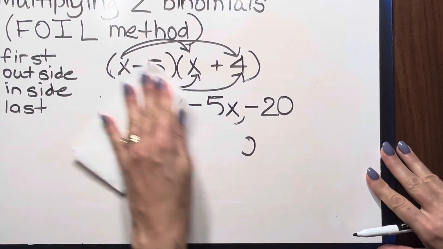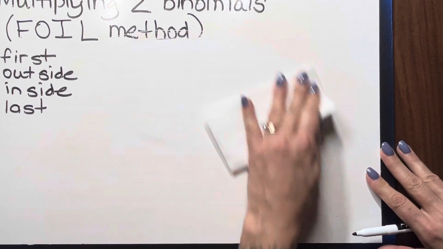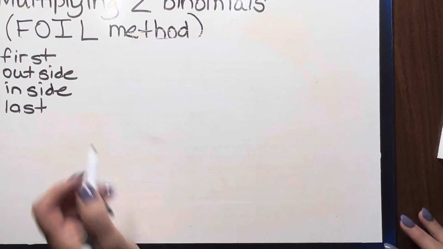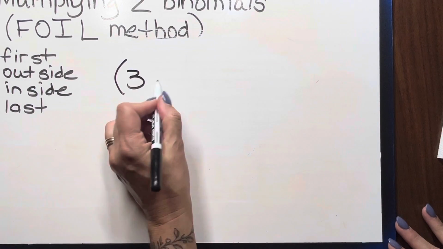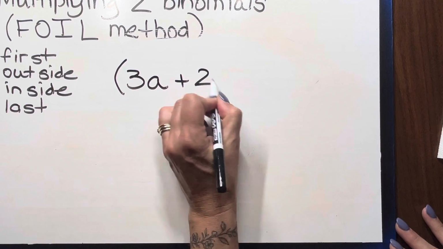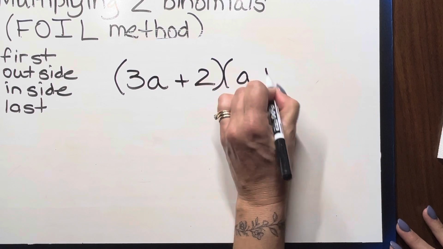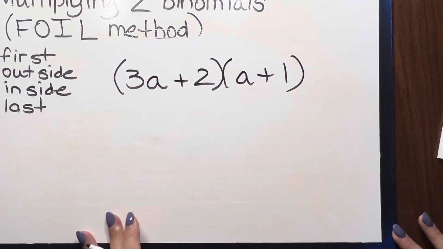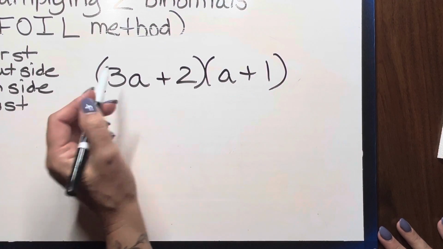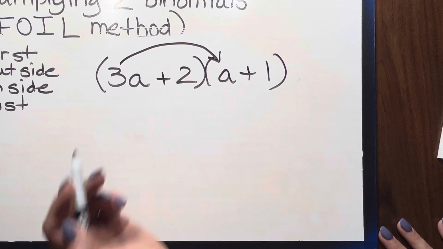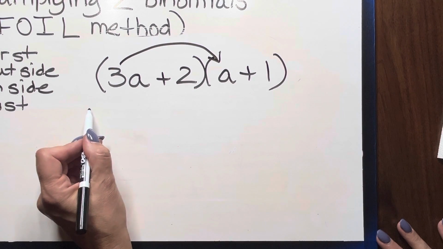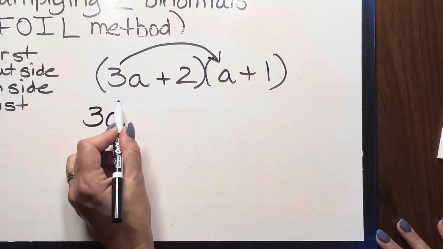Let's try one more, and we're going to have a few more coefficients on this one. And we're going to switch up our variable. 3a plus 2 times a plus 1. So if we use our FOIL, the first two terms, 3a times 1a is 3a squared.